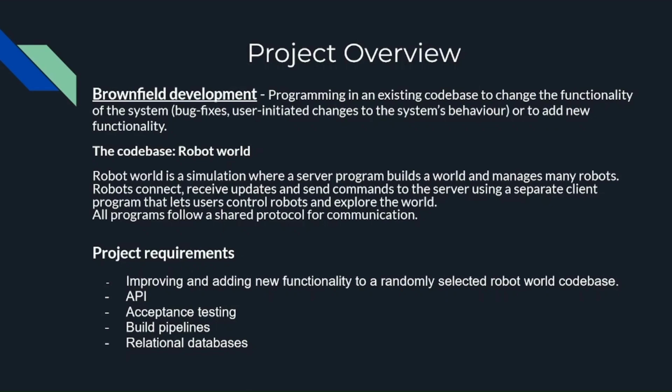All the programs follow a shared protocol for communication, and the project's requirements were improving and adding new functionality to a randomly selected Robots World code base, building an API, adding acceptance tests, building a pipeline, and relational.